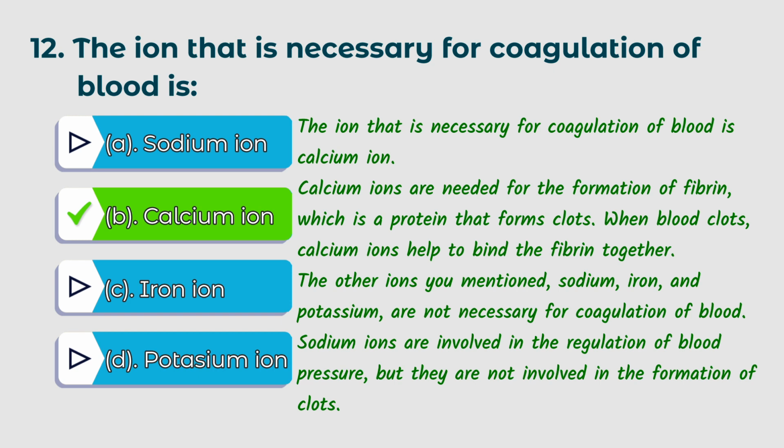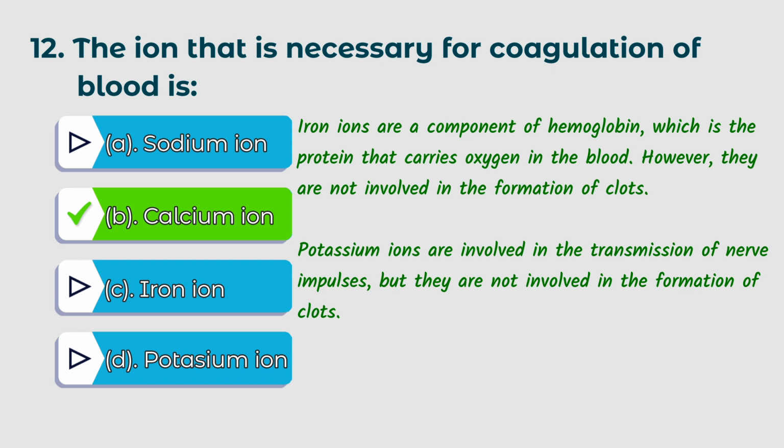Calcium ions are needed for the formation of fibrin, which is the protein that forms clots. When blood clots, calcium ions help to bind the fibrin together. The other ions you mentioned, sodium, iron and potassium, are not necessary for coagulation of blood. Sodium ions are involved in the regulation of blood pressure, but they are not involved in the formation of clots.